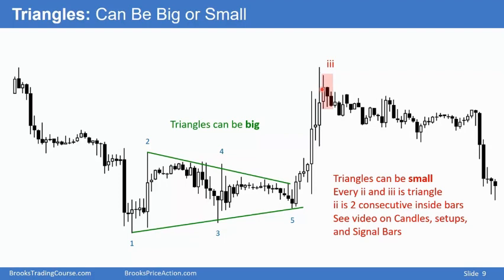So now we have II. This bar is an inside bar, this bull bar, and it's followed by a bear inside bar, and that's followed by a third inside bar. That is a triangle on a smaller time frame chart. Every II or III is a triangle. It's a small triangle, but it's a triangle, and it's clearly a triangle on a smaller time frame chart. You can see the videos on candles, setups, and signal bars for more about III patterns.